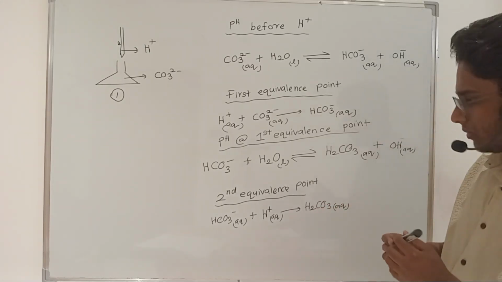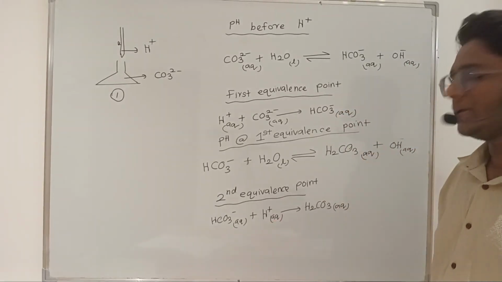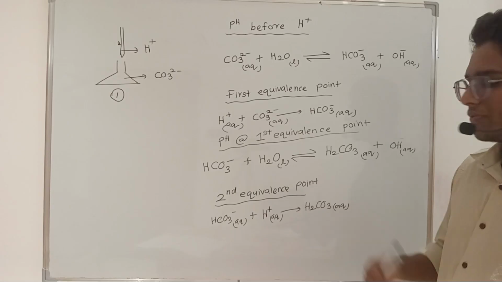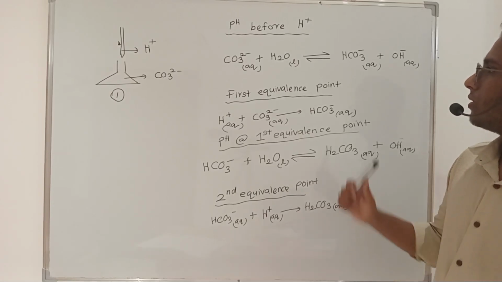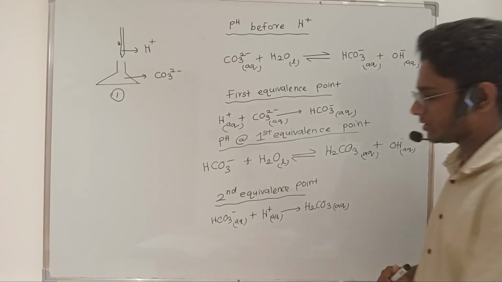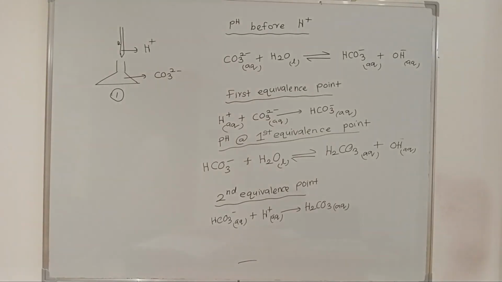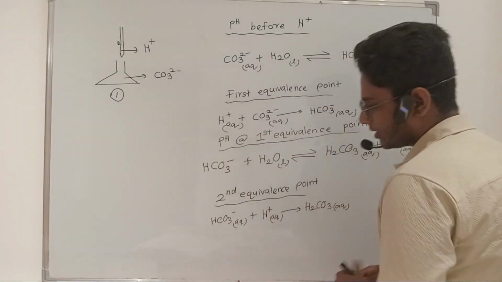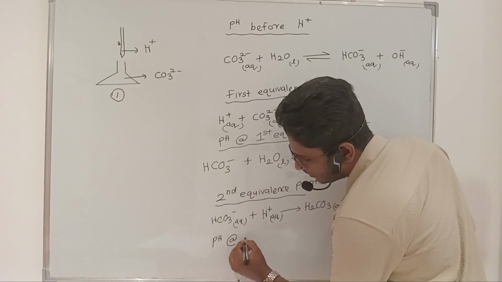Now at the second equivalence point, bicarbonate will be reacting with H plus and forming carbonic acid, right? So how can you find the pH at the second equivalence point? Right, I'm having a lack of space. I hope y'all can see this. Can all see this? Yes, it is visible. So how can you find the pH at the second equivalence point?